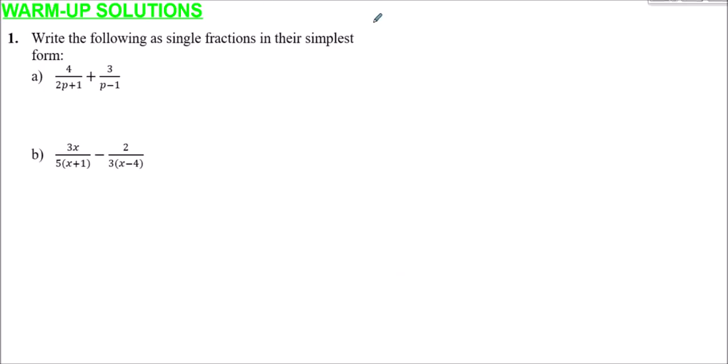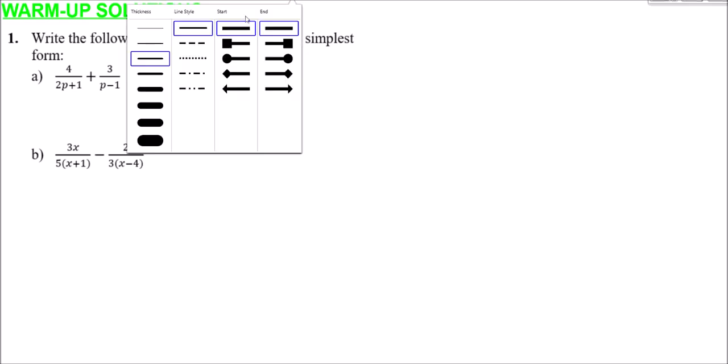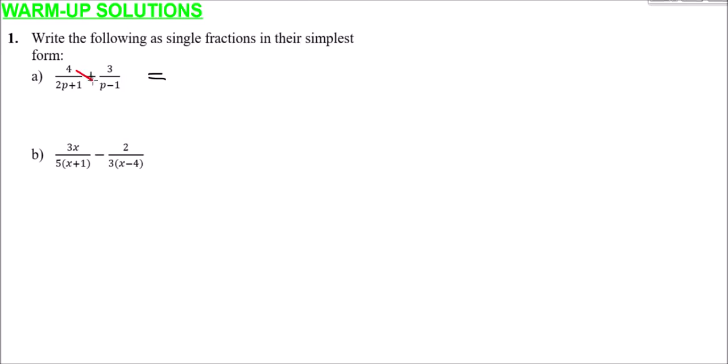So for warm-up solution 1a, we're asked to simplify into a single fraction these two fractions, 4 over 2p plus 1 plus 3 all over p minus 1. Now, the way your teacher taught you this or the way you happen to do it now may be different to my own. My preference is to do what I call the butterfly method, which is not exactly a technical term. To get a single common denominator, we can cross multiply and then just multiply the denominators by each other.